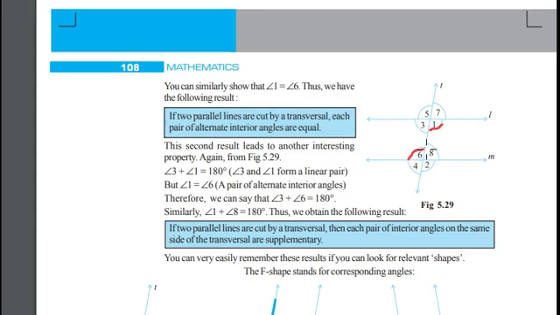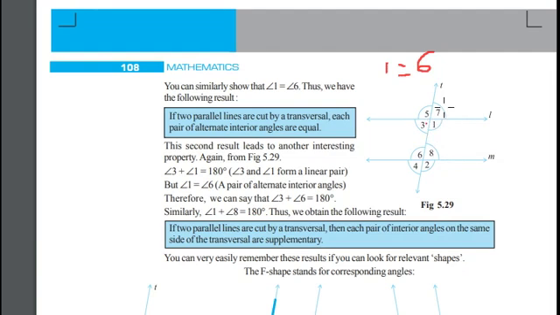We are taking just an instance. We can also prove that measure of angle 3 is equal to measure of angle 8. Now let us prove measure of angle 1 is equal to measure of angle 6. We know that when two parallel lines are cut by a transversal, their corresponding angles are equal. And we also know that vertically opposite angles are equal.